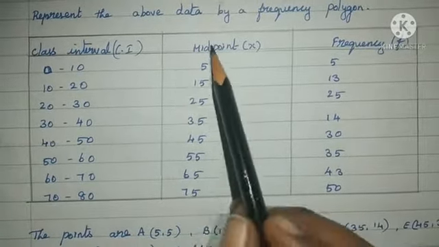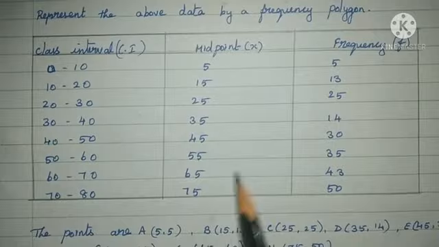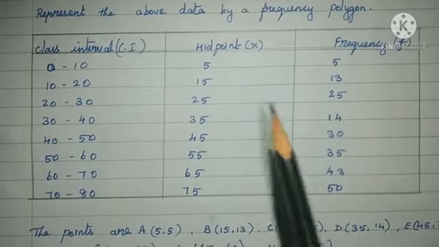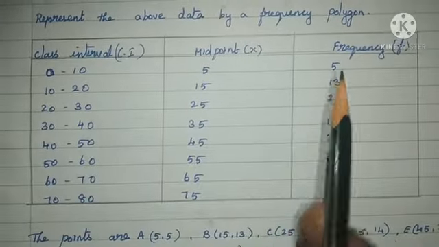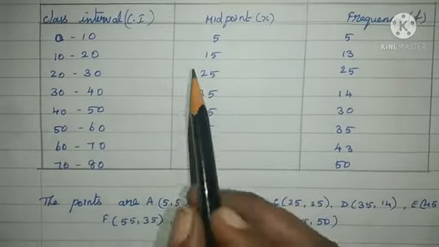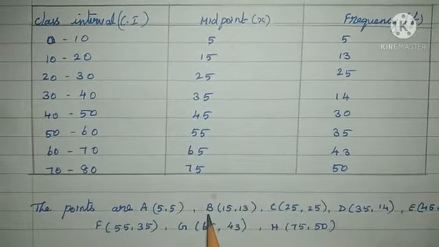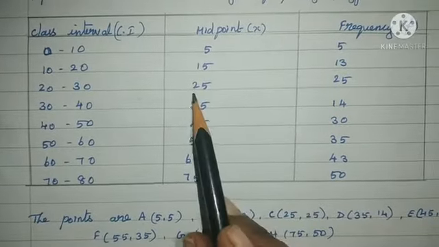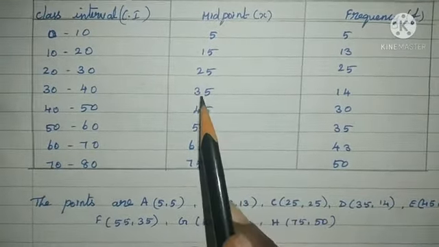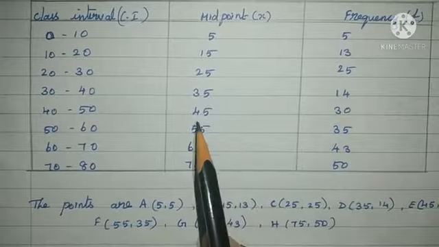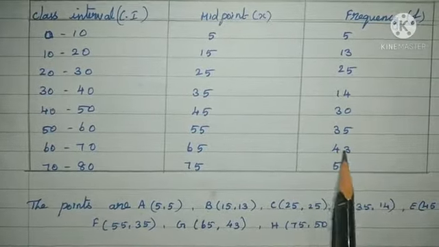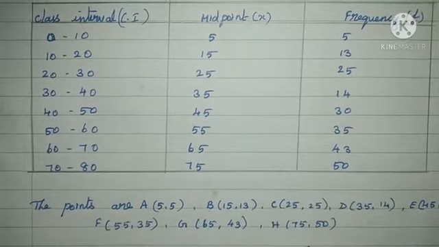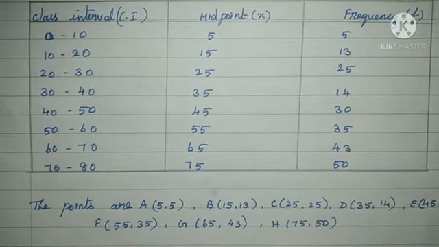Like that, you have to find out the midpoint of all the class intervals with that frequency. We will get the points as: first point is (5, 5), that we named as A, and the second point is (15, 13), that is B, and C is (25, 25). The fourth point is (35, 14), (45, 30), (55, 35), (65, 43), (75, 50). Like that, you have to name the points.